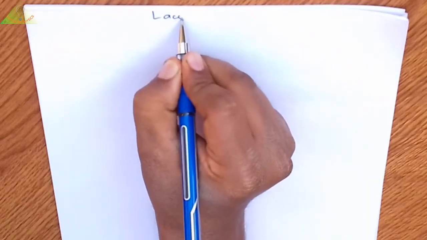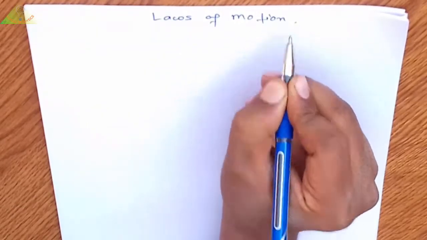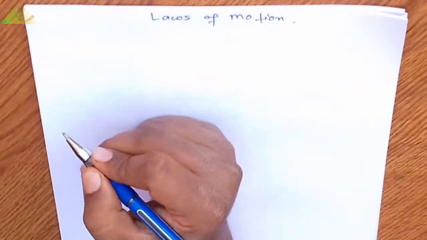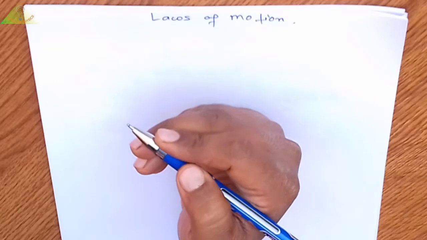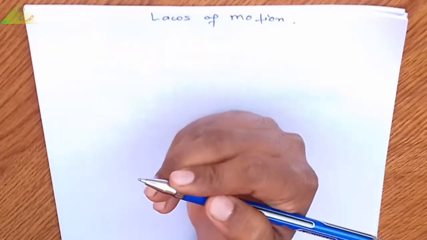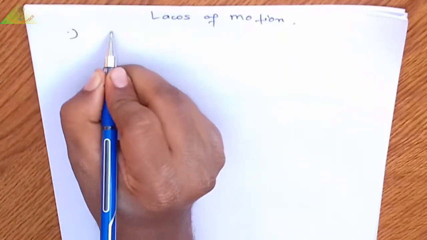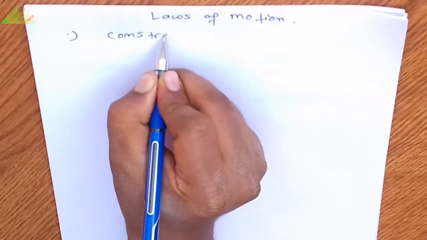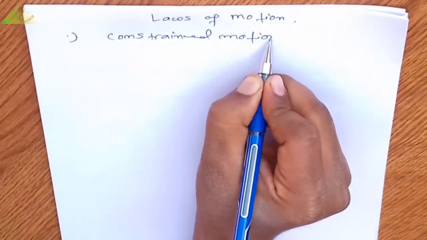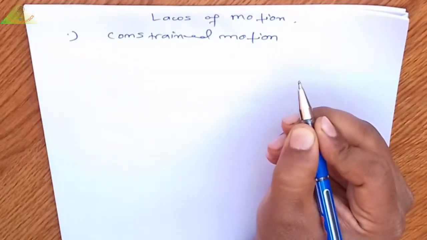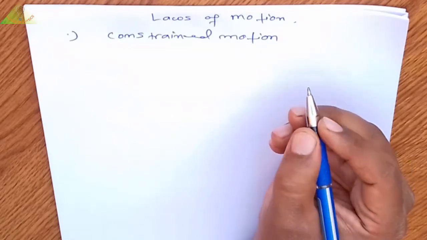So the topic is laws of motion. As I've already mentioned, the proper channel we will follow has been mentioned in the introduction session. The topic starts from constraint motion. This is very important to understand, because unless you are clear with the concept of constraint, you cannot be very strong in the laws of motion problem area.